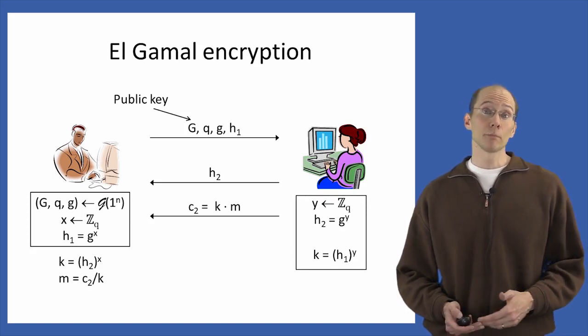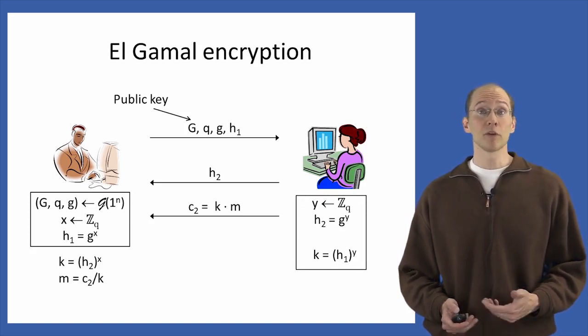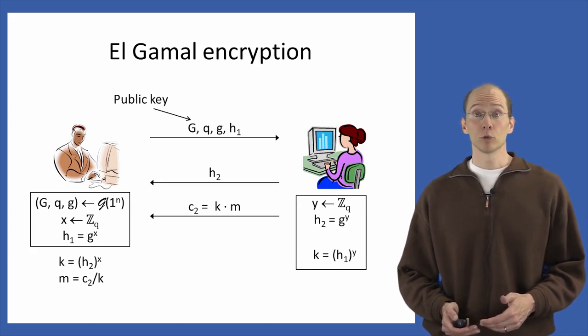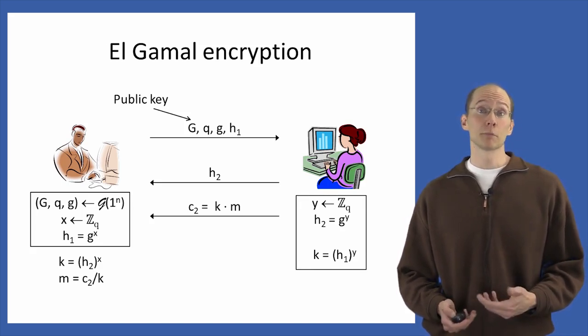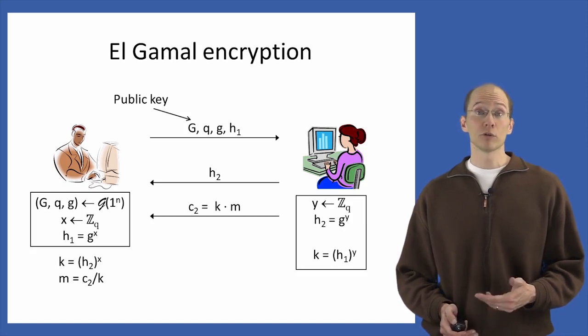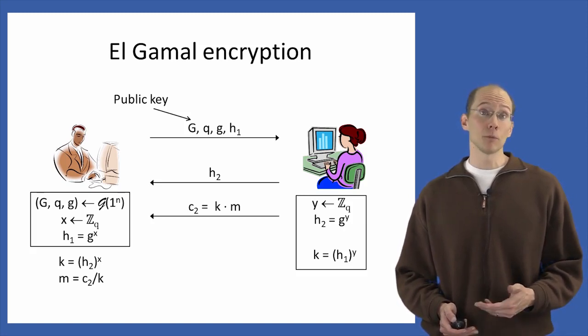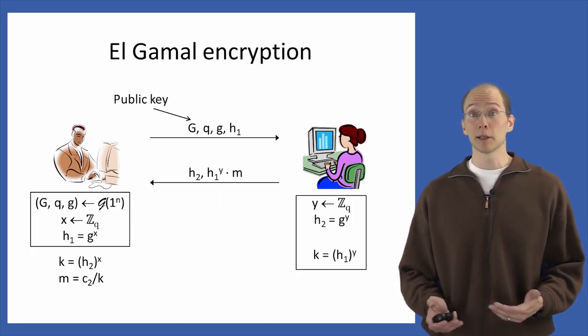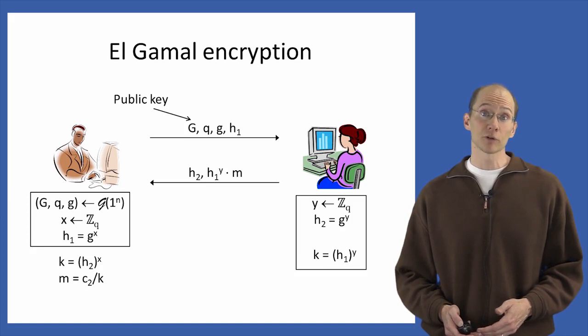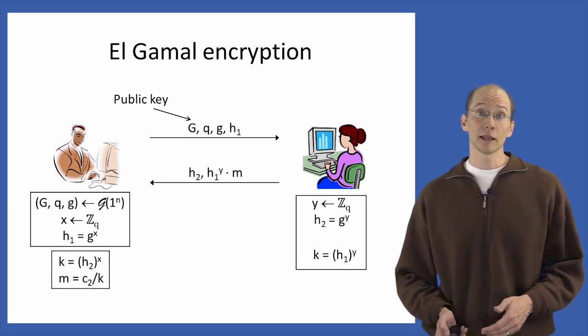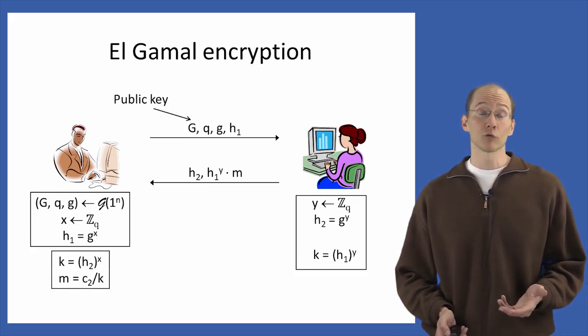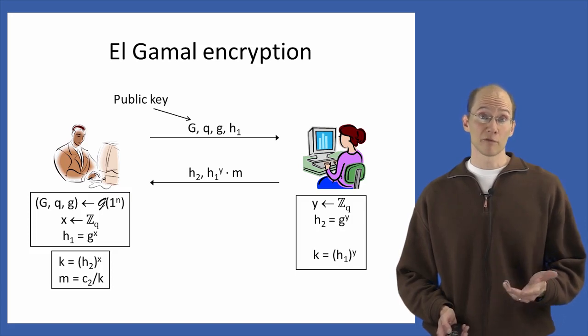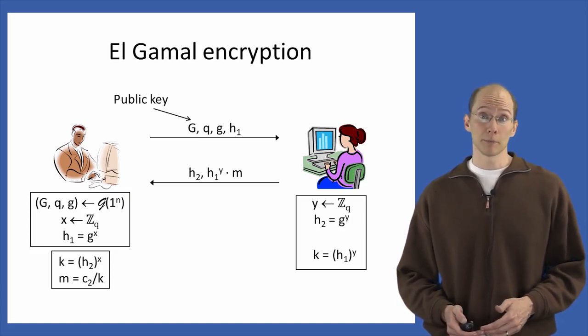The algorithm being run by the other party simply becomes the encryption algorithm. So to encrypt a message m, what they do is pick a secret exponent y, compute the value h2, compute the value k, and then compute the value k times m, and send both h2 and k times m to the other party. You'll see that those two messages can be simply grouped together, and they become the ciphertext. And finally, the other party can run a decryption algorithm, which I've boxed here, to recover the message m.